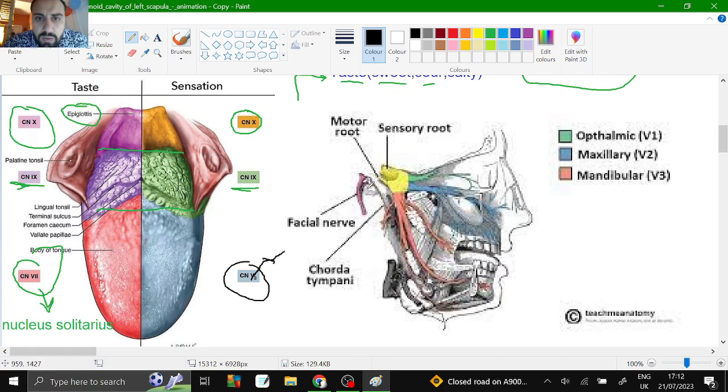Means this is the trigeminal ganglion, and it sends three branches. The first one is called ophthalmic, the second one is called maxillary, and the third one is called the mandibular. And then the mandibular branch will send some branches off. One of these branches is called the lingual branch. The lingual branch will go to the tongue and innervates the tongue. It gives sensation to the tongue.